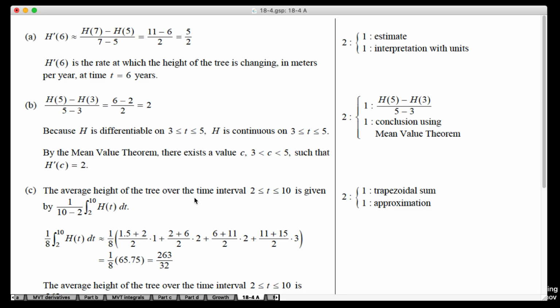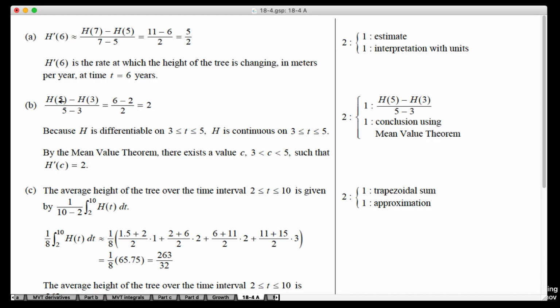So let's look at the answers now. You can see part A, they wanted us to find h prime of 6 again. And so there's 1 point for the estimate and 1 point for interpretation with the units. So make sure you write your answer out and make sure you say at time t equals 6 years, it's when it's happening, and it's the rate of change of the height of the tree.